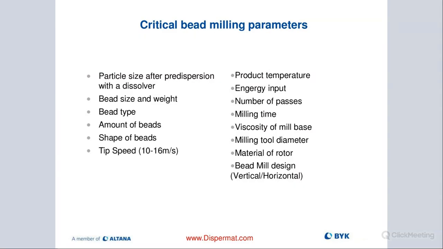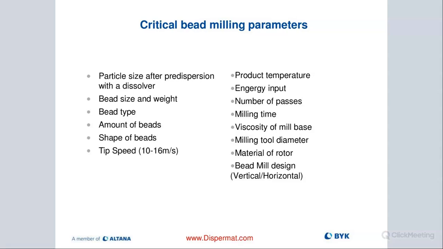So we want to talk a little bit about the different critical parameters during the milling process. Particle size after the pre-dispersion process, again, 10 to 20 microns is a rule of thumb. This is what we need before we start the bead milling process. Bead size and weight, we talked about that. That's very critical. The bead type, again, try to stay with ceramic and not glass. We didn't touch on steel beads. They are very heavy, but they have one problem.